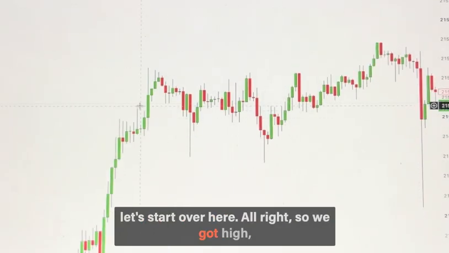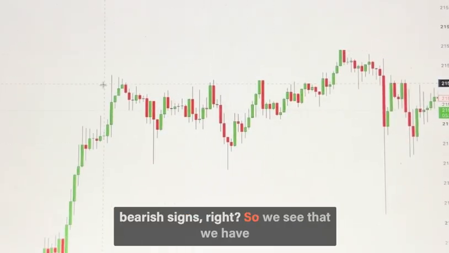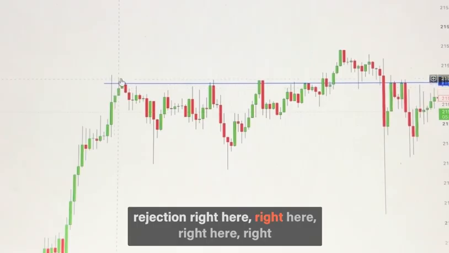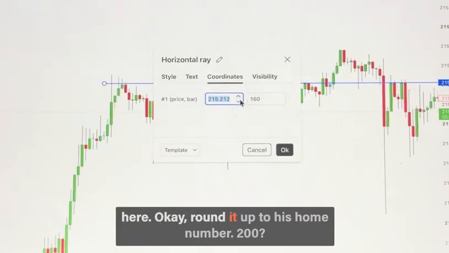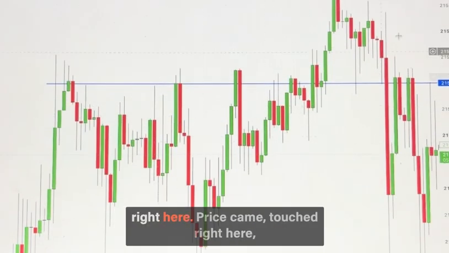Alright, so we got a high, low, high. Market showing bullish signs, right? So we see that we have rejection right here. Click it, round it up to the nearest whole number. 200. Okay, simple, easy.